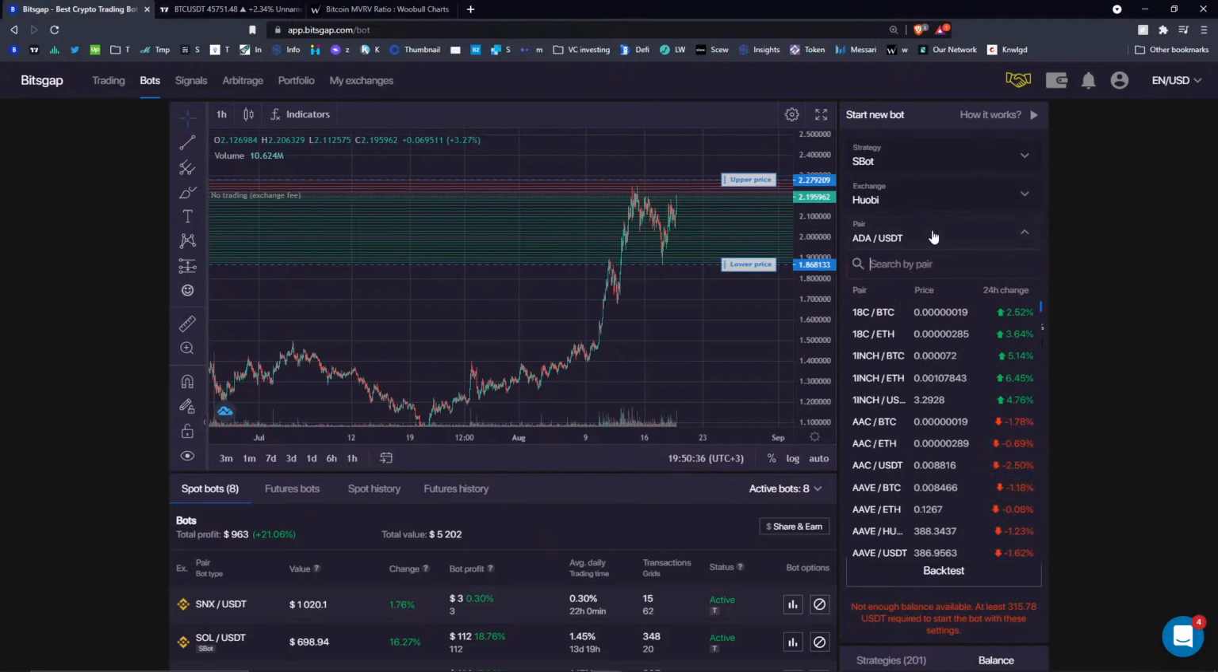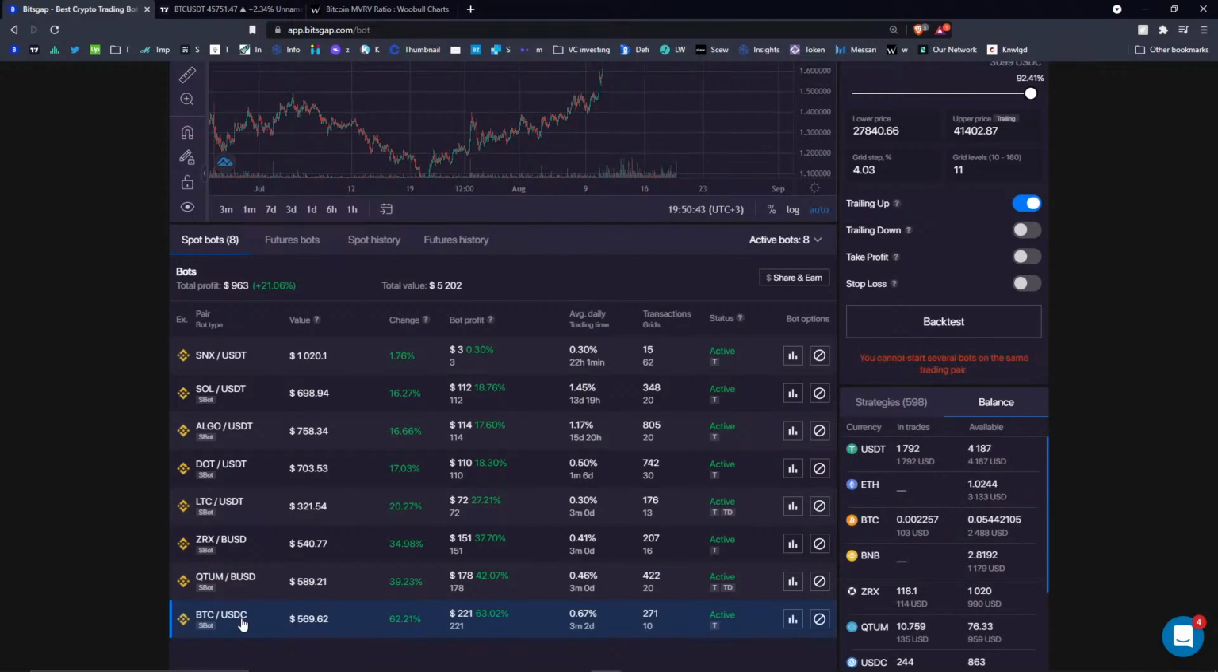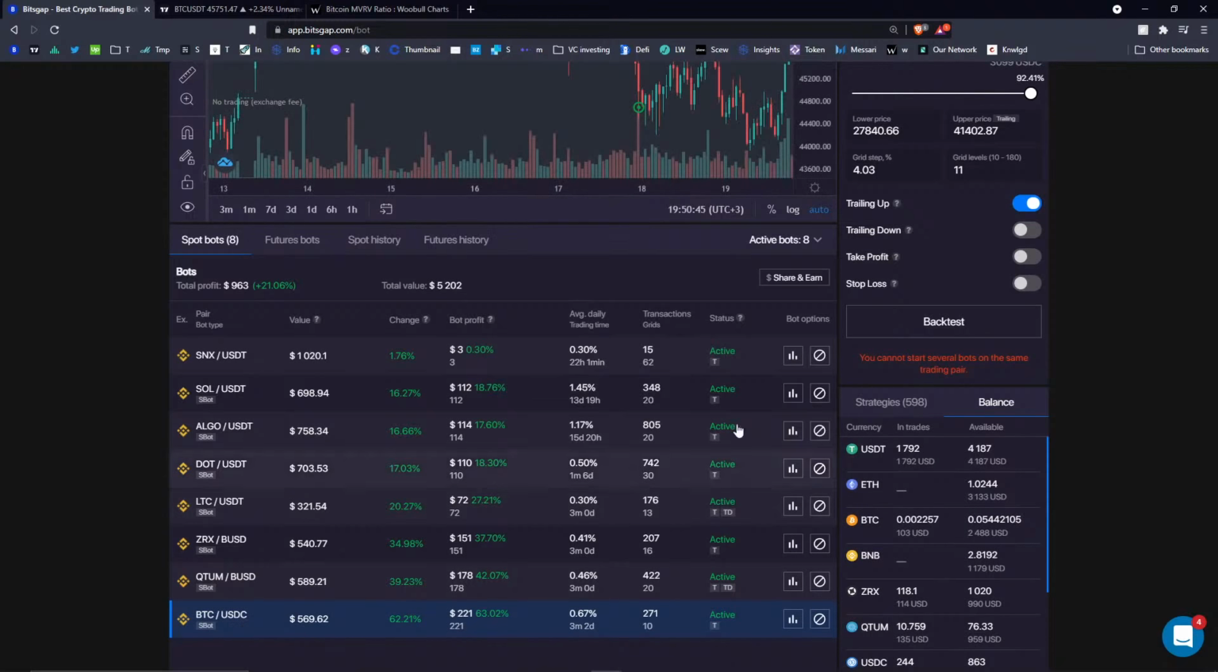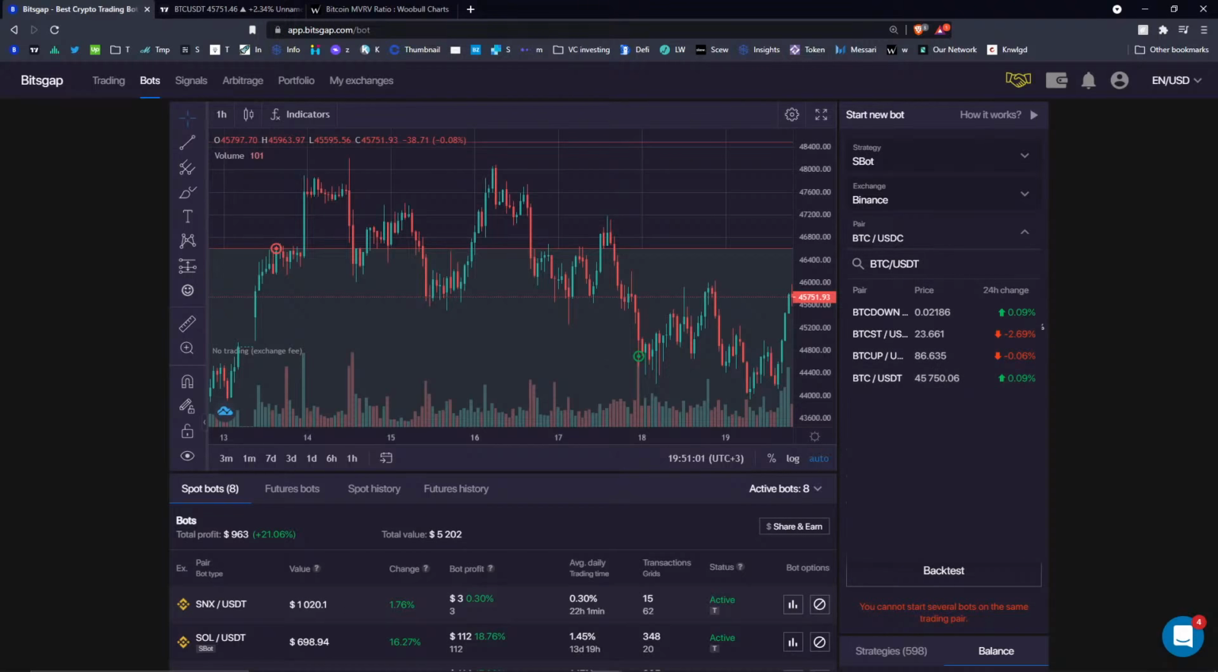Also, you know that you can only trade one crypto pair per bot. So let's say I have Bitcoin USDC. I cannot launch another bot on the same crypto pair. But the trick is that you can trade Bitcoin to another stable coin. So instead of USDC, you can trade to USDT. It's pretty much the same as trading to USDC, except the liquidity on these pairs is different.